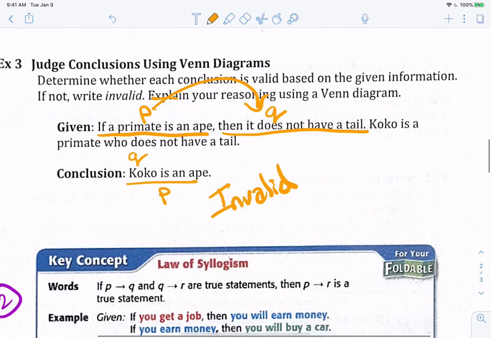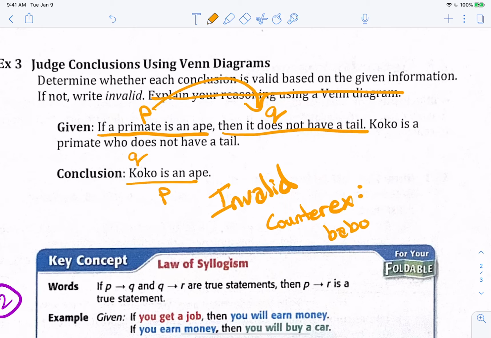I'm not going to worry about the explain your reasoning using a Venn diagram because that's really complicated, okay? But I'm going to go ahead and put a counter example. A counter example that proves that false. This could be a, what did we say, baboon? I don't know if baboons have tails. Do baboons have tails? No. We're going to assume that they don't because they have sore butts. Okay, counter example, a baboon. That is an invalid statement.